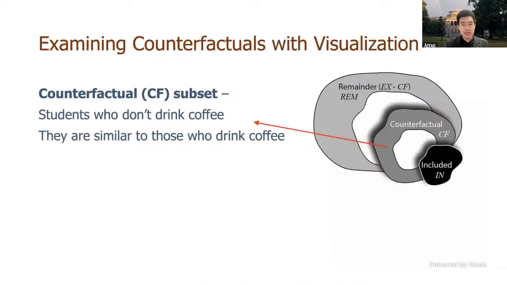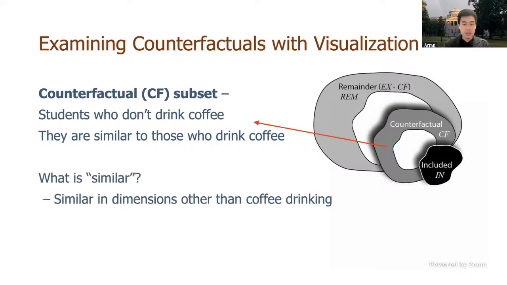To help answer these questions, we combine the idea of counterfactuals with data subsets. For this, we can create a counterfactual data subset from the excluded data subset. It will be similar to those from the included data subset, but with an alternative filtered value. Here we define similar as being similar in other dimensions than our very first point of interest filter. In this case, it's coffee drinking.